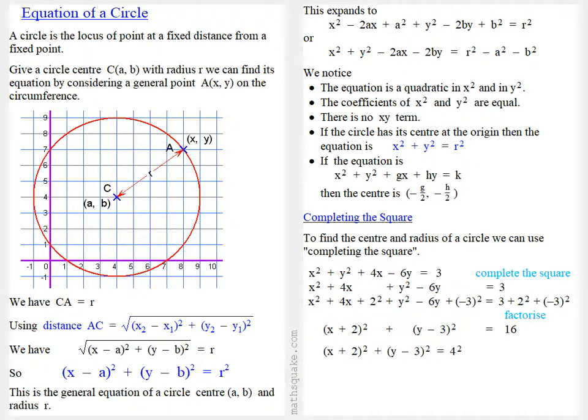Now that gives us (x plus 2) squared plus (y minus 3) squared equals 4 squared, which is the standard form for a circle, and we can read off the centre of the circle is at (minus 2, 3), and the radius is 4.